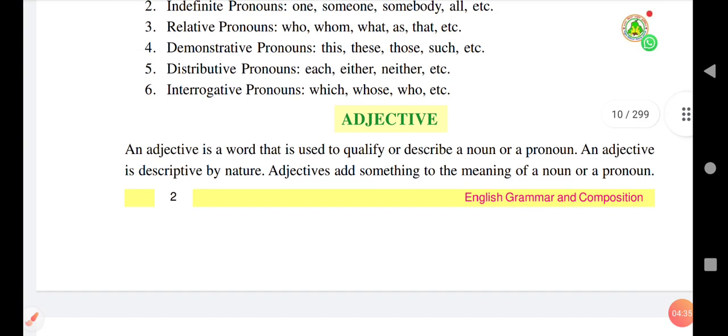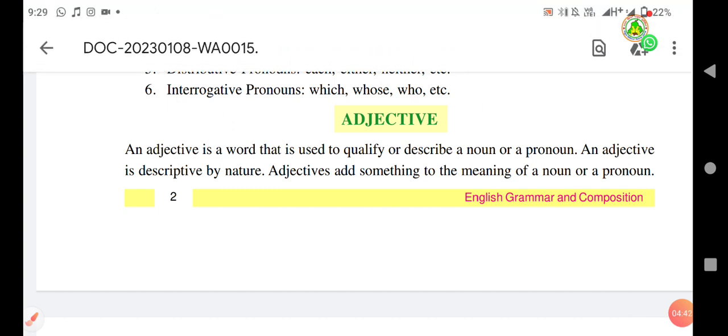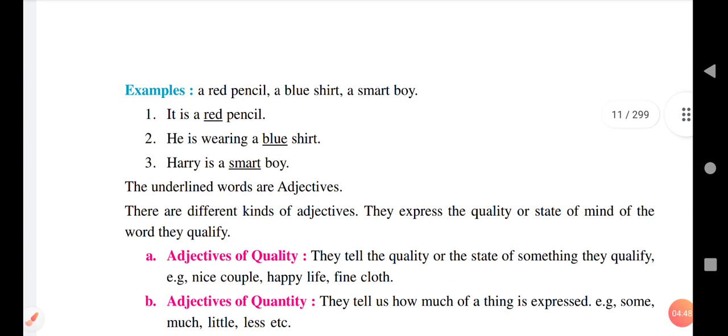Adjective. An adjective is a word that is used to qualify or describe a noun or pronoun. An adjective is descriptive by nature. An adjective adds something to the meaning of a noun or pronoun. Examples: a red pencil, a blue shirt, a smart boy. Number 1, it is a red pencil. Number 2, he is wearing a blue shirt. Number 3, he is a smart boy.